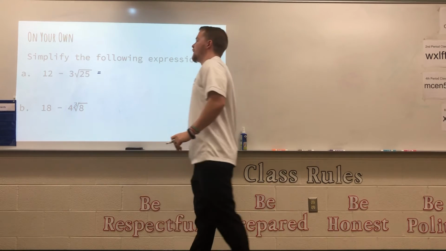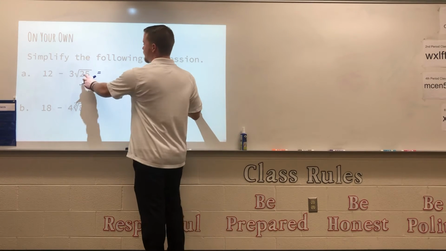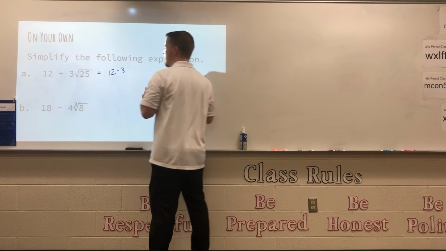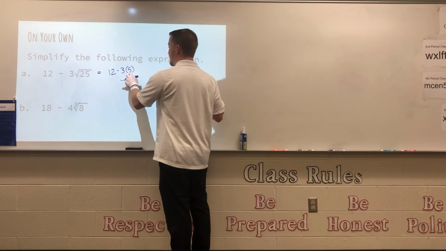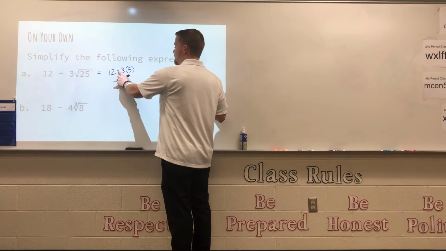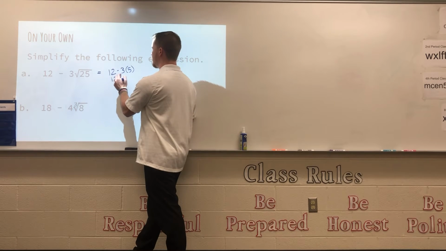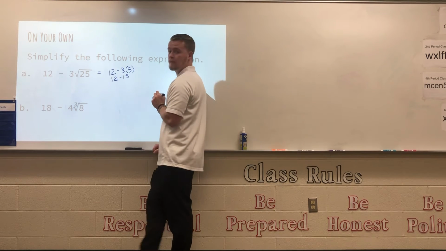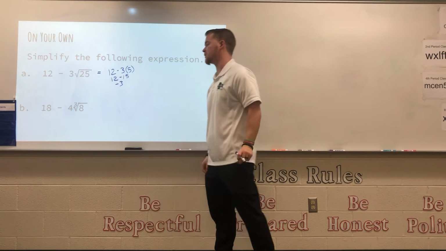This first one, we have 12 minus 3 square root of 25. So that means first thing we need to take care of is this square root of 25. So I'm going to bring over 12 minus 3, and then the square root of 25, if you type that in your calculator, you should get 5, because 5 times 5 equals 25. Okay, next we have a subtraction or a multiplication. We need to do the multiplication first, so I bring down the 12, and then negative 3 times 5 is negative 15, or minus 15. Then lastly, we subtract these and we get negative 3. So your final answer should be negative 3.